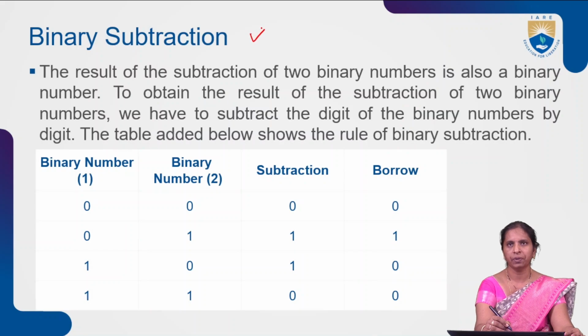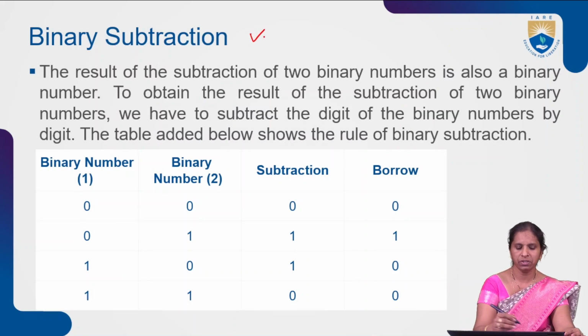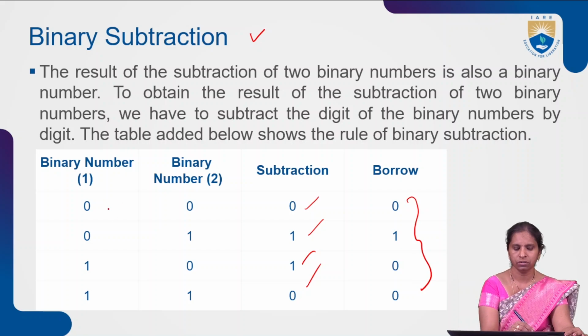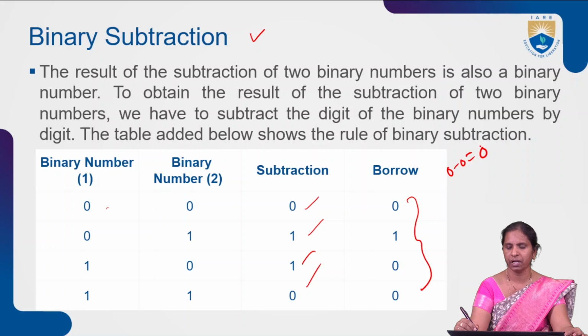The next type of operation you can perform on binary numbers is subtraction. When you subtract two binary digits or binary numbers, the result is also again a binary number. So these are the rules when you subtract two binary numbers. What is the rule here? 0 minus 0 equals what? 0 is the subtraction result and you're not getting any borrow here. Therefore, the borrow is equal to 0 here.